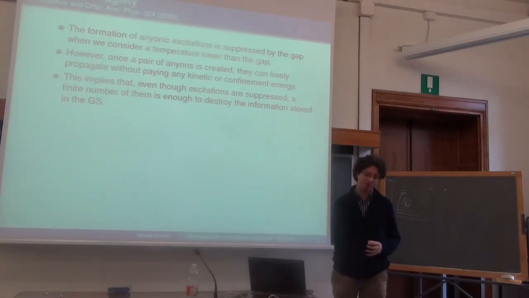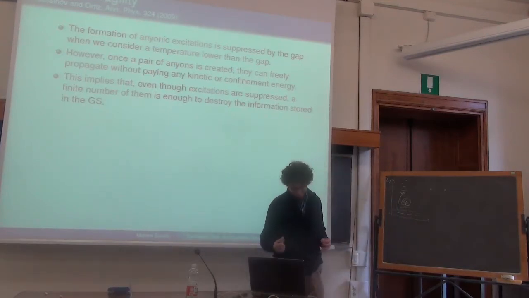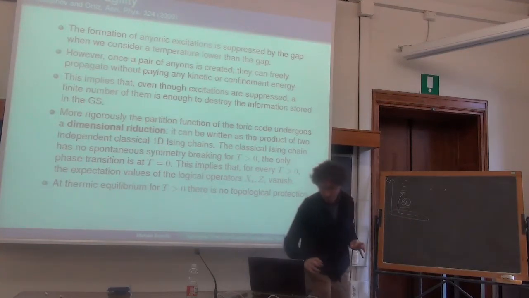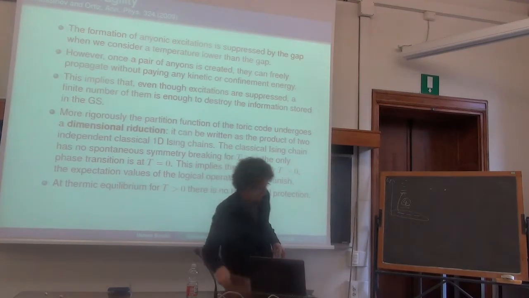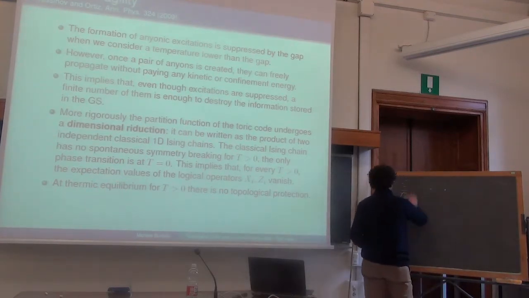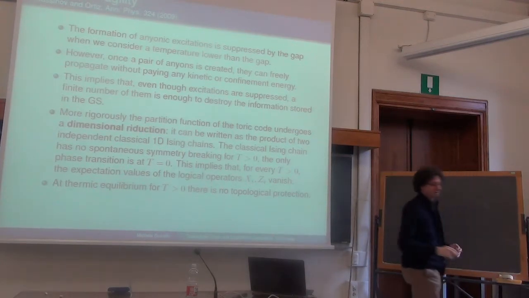This is somehow the intuitive picture of a phenomenon which is called thermal fragility, which is being studied in great detail, especially by Galileo and other co-workers. To give a more rigorous description of this phenomenon, it is important to understand the partition function of the toric code once I switch on the temperature.